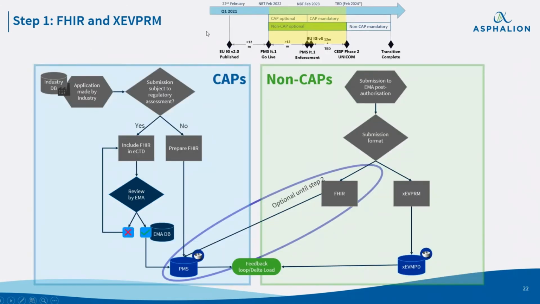In order to understand how the different processes will co-live during step one, and maybe this is the most interesting slide, we have the non-centralized procedures. They will just keep following the XEVMPD process that we saw before. But then for the centralized authorized products, we will have two cases: the ones that are actually subject to regulatory assessment and the ones that are not.